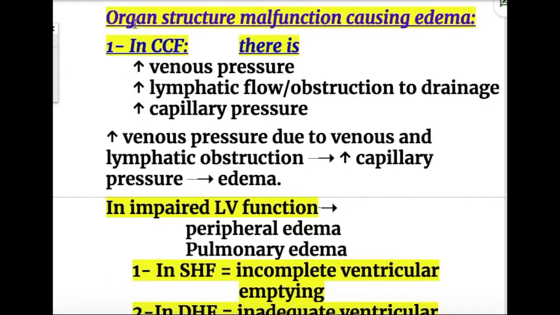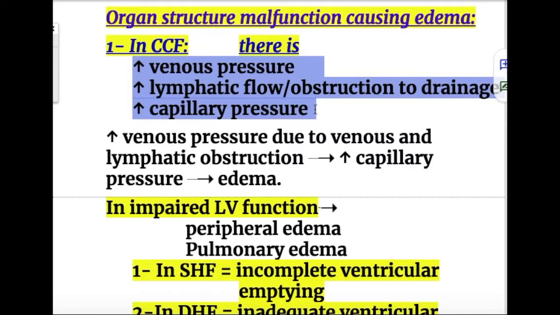Now, organ structure malformation causing edema. Number 1, congestive cardiac failure. So what happens in congestive cardiac failure? In congestive cardiac failure, there is increased venous pressure and increased lymphatic flow or obstruction to drainage. That causes increased capillary pressure. So the cause of increased capillary pressure in CCF is increased venous pressure and increased lymphatic flow and obstruction.